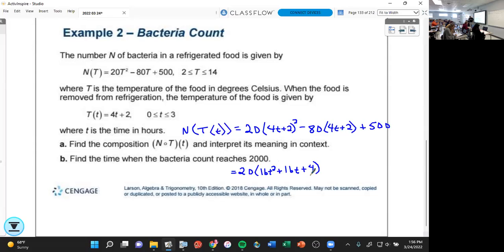Distribute the negative 80. So minus 320t minus 160 plus 500. Everybody okay? Okay.